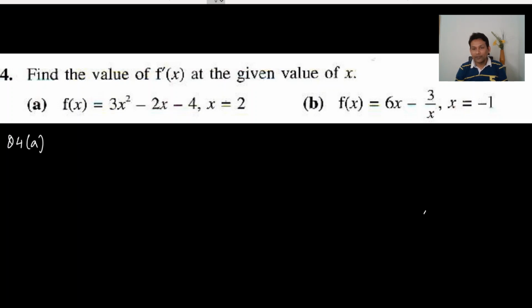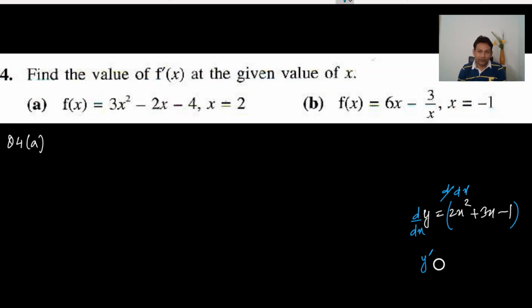When we have y equals 2x squared plus 3x minus 1, and I want to do the differentiation, I will write d upon dx on the left hand side and d upon dx on the right hand side, and I will apply the differentiation. This y will become y dash. This y dash means d upon dx is involved, right? And the answer will be 4x plus 3.